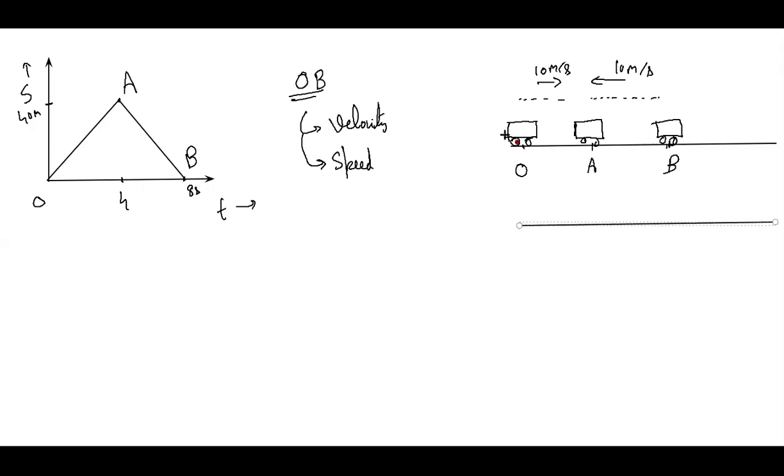Sir, from O to A, the speed is 10 meter per second, and A to B is minus 10 meter per second. So in the first case, the direction is towards the right, and in the second case, the direction is towards the negative direction, meaning it was left. Okay.